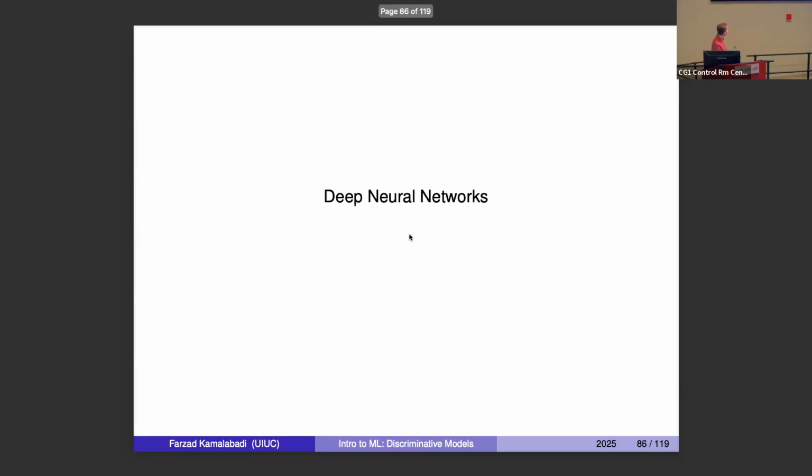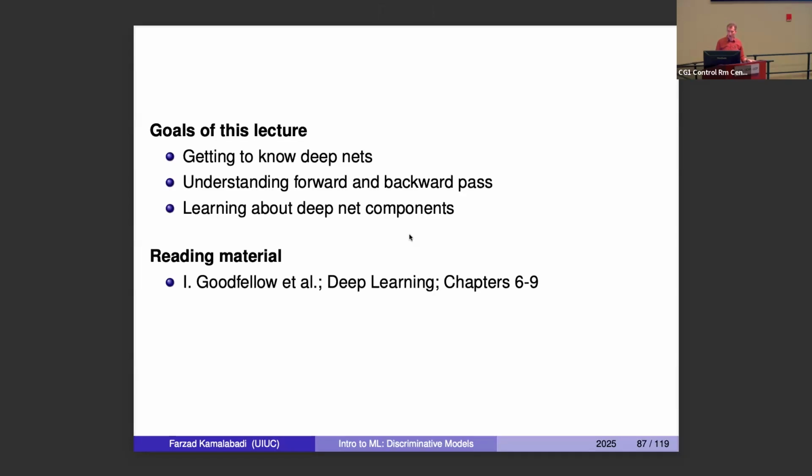I'm going to skip through all of these to get to the final topic for the remaining 15 minutes that we have. Okay. Deep neural networks. By the way, there's a good book by Goodfellow on deep learning; you can look at these chapters. What I want to do is a few things. One, I want to show you what the idea behind it is.